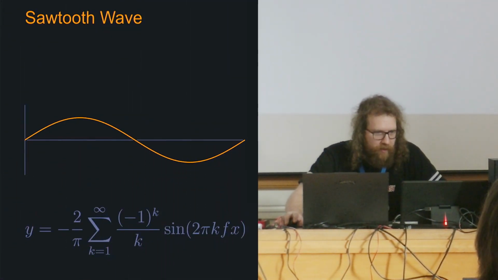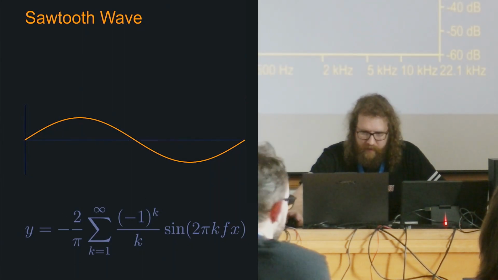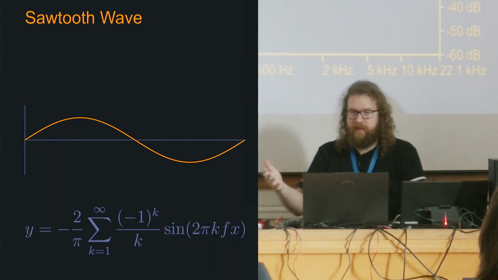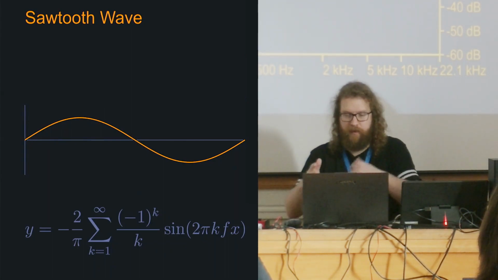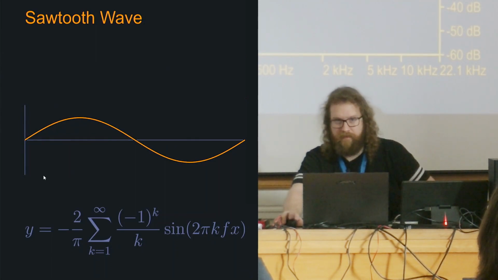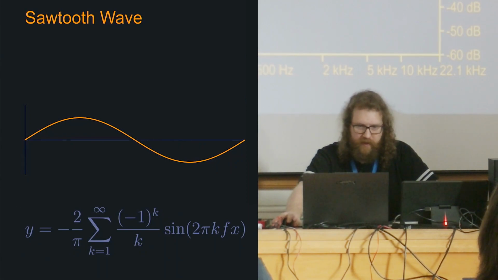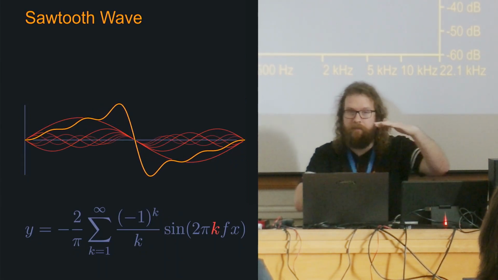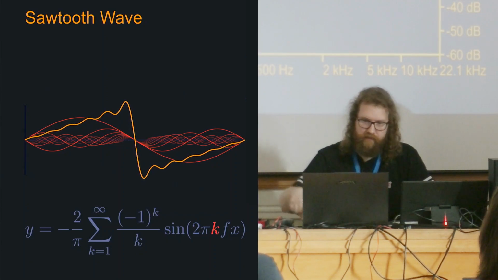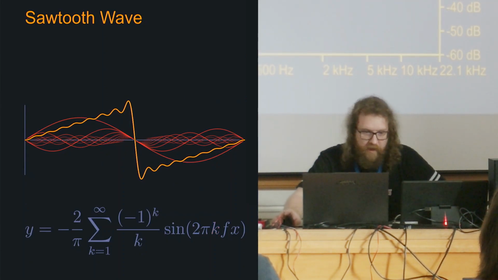But there are much more interesting ones, and one of them would be this sawtooth wave. The equation looks complicated, but it's basically just a sum of several sine waves, several different harmonics of the same wave. So this is your fundamental, and then you take several harmonics of that fundamental and add them together. What you will get is a sawtooth wave. If you repeat this, it will look like a sawtooth.